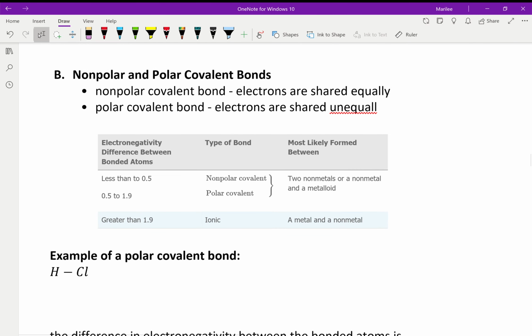Nonpolar and polar covalent bonds. Nonpolar covalent bond, electrons are shared equally. Polar covalent bond, electrons are shared unequally. Sorry about the typo there.